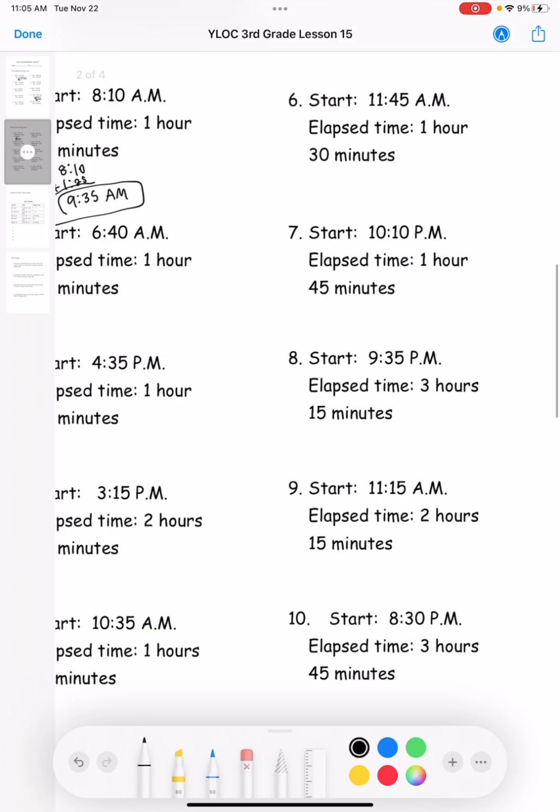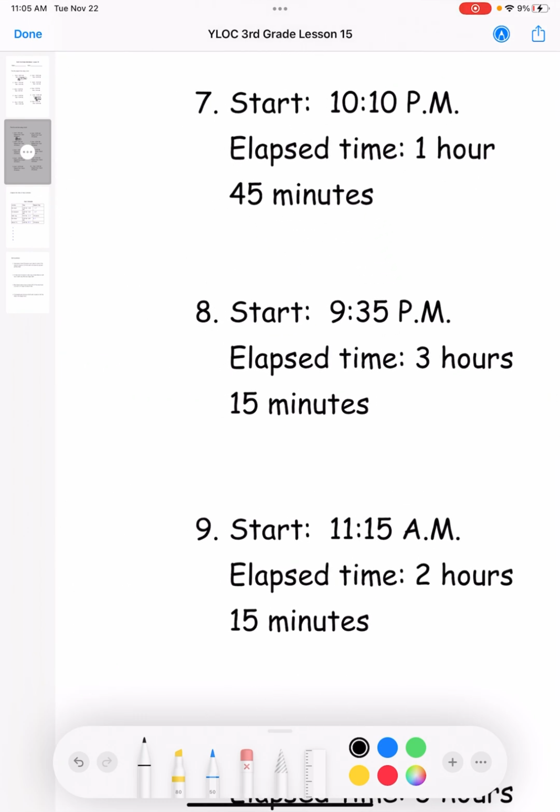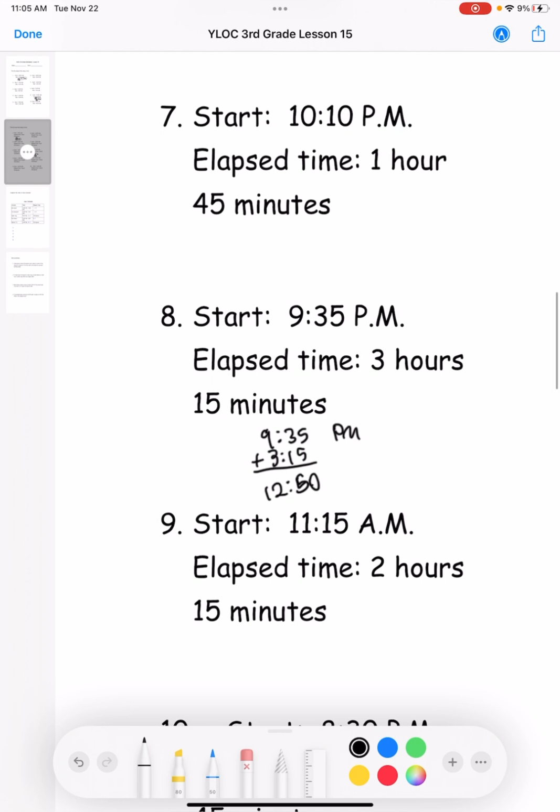Well, let's do one more. Number 8. So start time is 9:35 and the elapsed time is 3 hours 50 minutes. So we'll just add like before. And we'll get 12:50, which is 12:50 a.m.